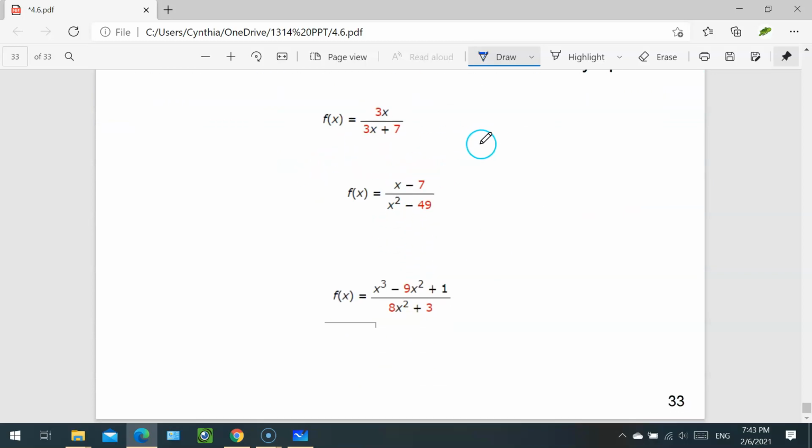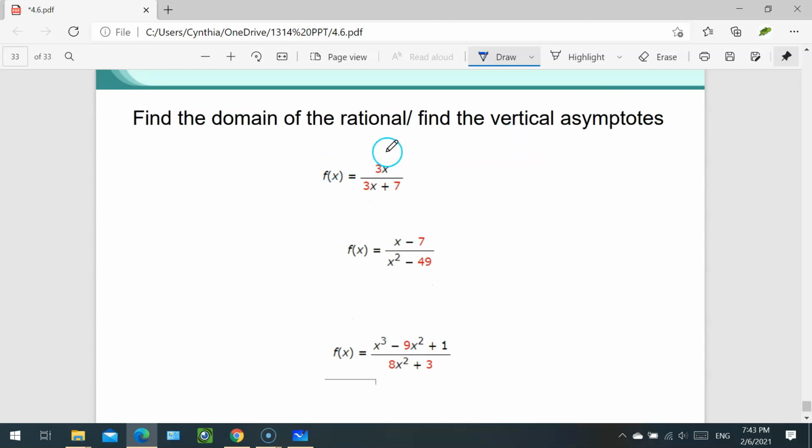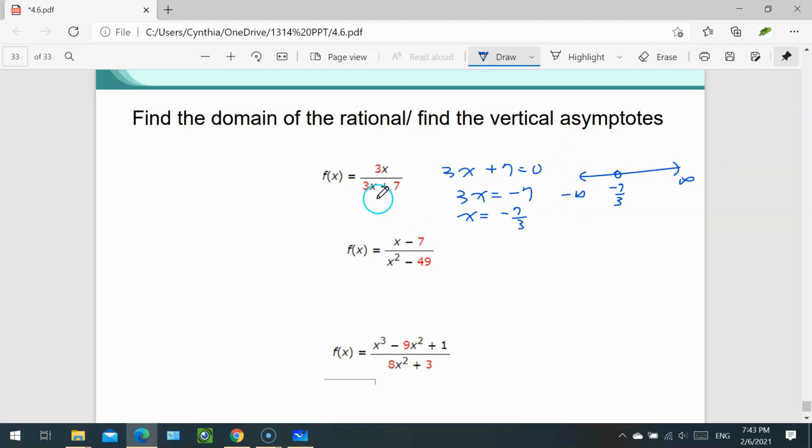Finding the domain of the rational function and the vertical asymptote. For the domain of this one, we simply set 3x plus 7 equals 0. So 3x equals negative 7, which means x equals negative 7 over 3. You can pick whatever point you want, but not this point on your x-axis. You have to avoid this point. So here's negative infinity, here's positive infinity. Your domain will be negative infinity up to negative 7 over 3, then union, from negative 7 over 3 to positive infinity.